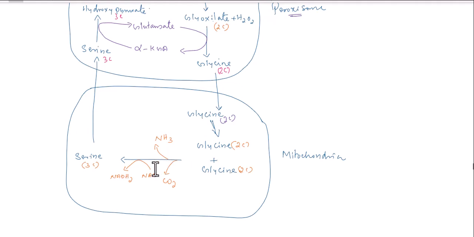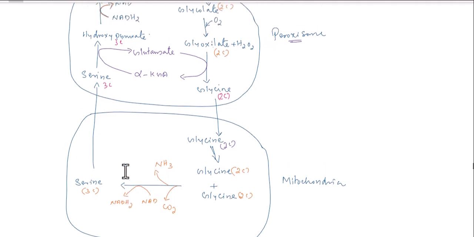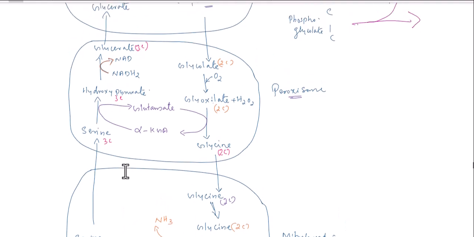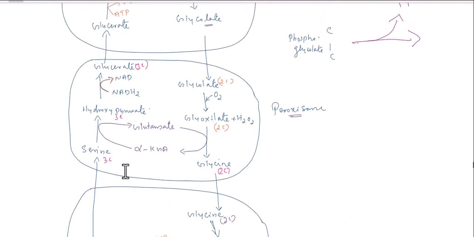Oxidation, removal. Here NAD gets converted to NADH2. Carbon dioxide is removed, and an amino group is also released from that reaction. So the 3-carbon amino acid serine will be produced. Serine then, in the next step, enters into the peroxisome.